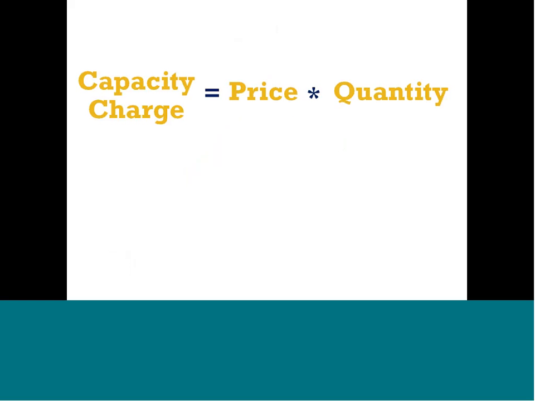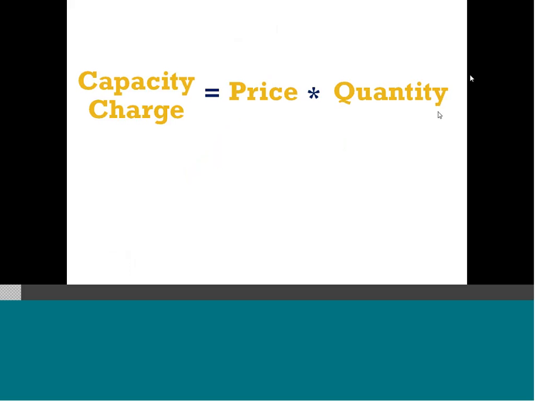The capacity charge that you're ultimately responsible for is calculated simply as the price of capacity times the quantity. The price is what is determined each year in that auction. So that's a fixed number you can't do anything about. But the quantity, that is something that's under your control.